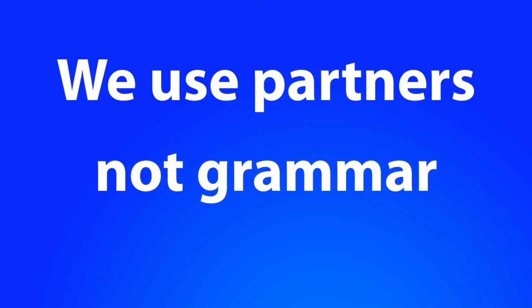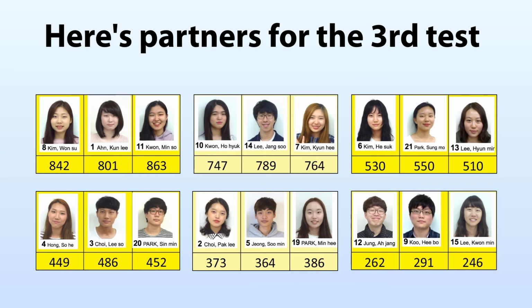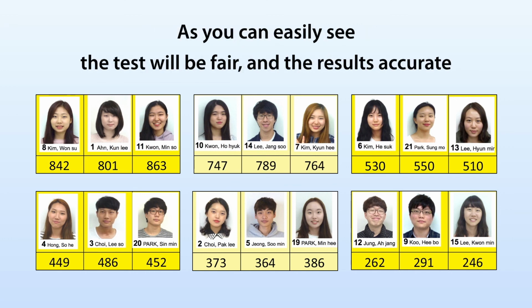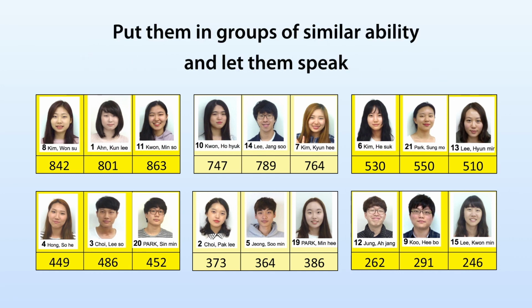We use partners, not grammar. Here's partners for the third test. They are grouped by their average total words on the first 2 tests. As you can easily see, the test will be fair and the results accurate. Put them in groups of similar ability and let them speak.